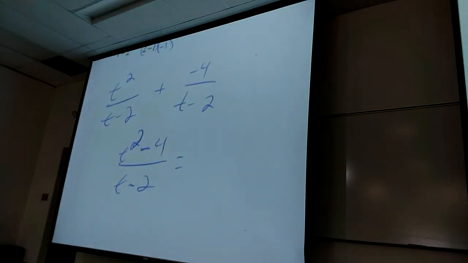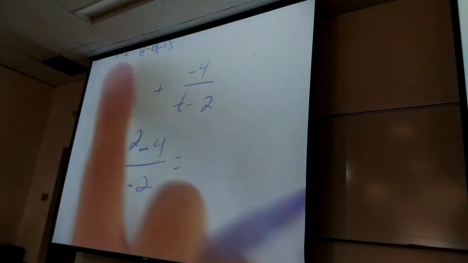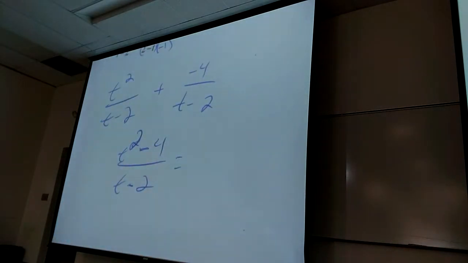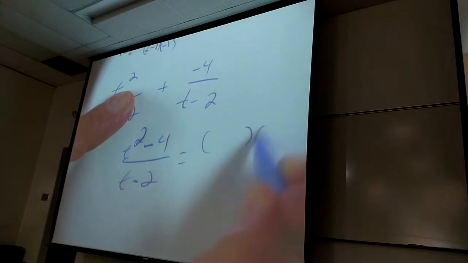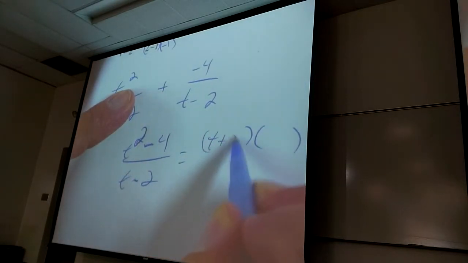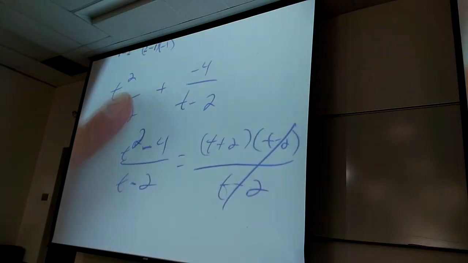So it does matter? Not really. Well, because I did it the other way, so I got -4 plus. Yeah, so you get... no. If you do this first one, you should get 4 minus t squared, which is still 2 minus t, 2 plus t. So how do you factor the top? Either way you do it, you get t plus 2 left.